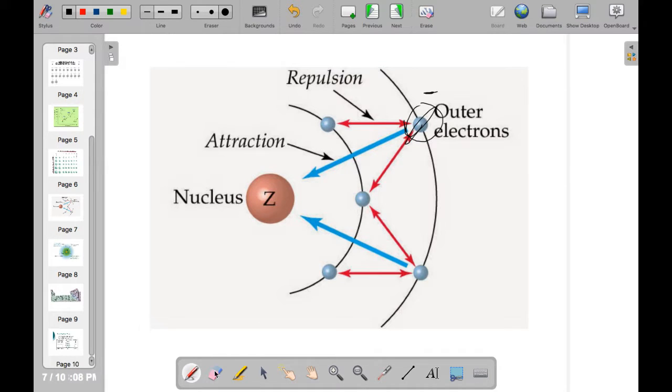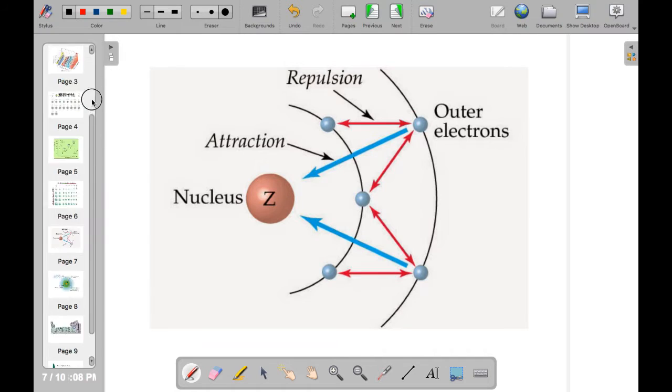So these outer electrons don't get the full pull, and as a consequence, as you start adding more and more shells, it gets easier to pull one of those electrons away, because they're not going to feel all of the nuclear charge. Shielding and repulsion, basically, I already mentioned in ionization energy.